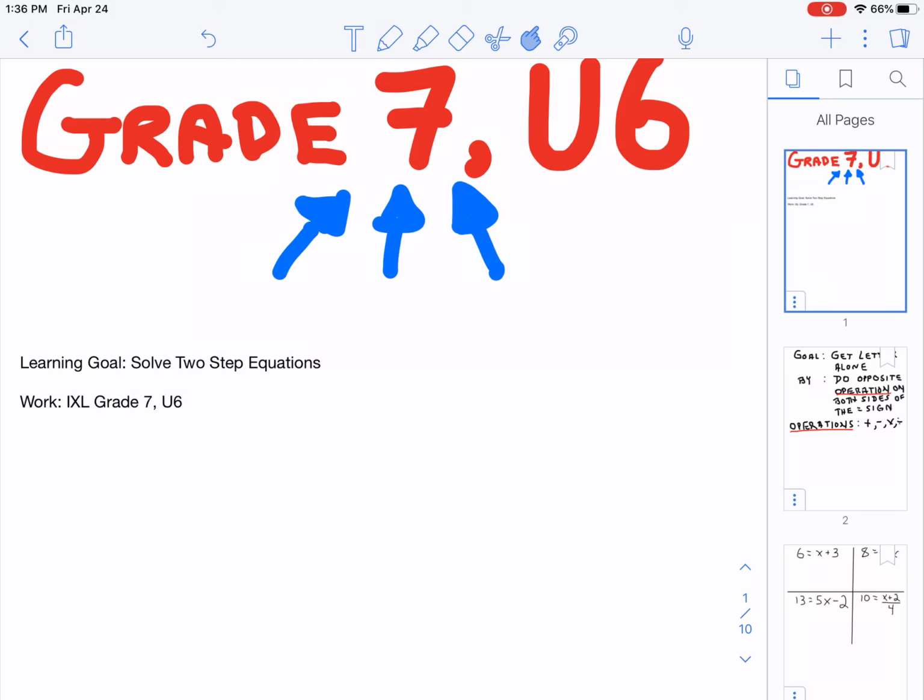Today the learning goal is to solve two-step equations. The work is in IXL Grade 7, U6. So not in Grade 10, Grade 7, U6.